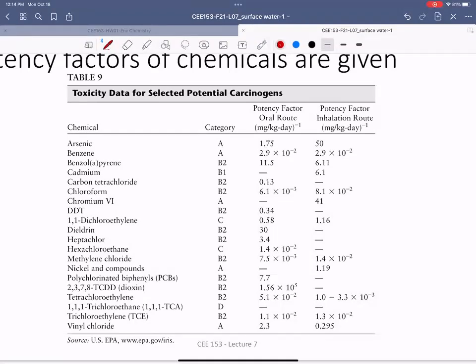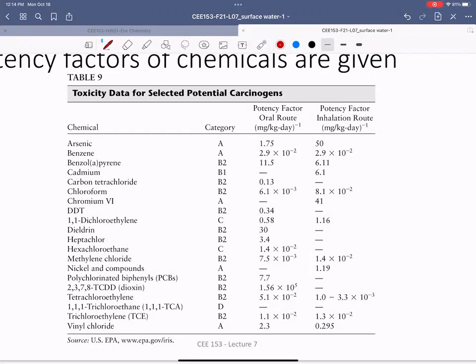As you can see, there are two potency factors, because it depends on how you are exposed to the pollutants. One is through the oral route, meaning if you eat it. Another is through the inhalation route, if you inhale that particular pollutant. For benzene, you are mostly inhaling, not eating it. But what if it is in the food? It can be. What if it's in your fish? For instance, let's look at another one.